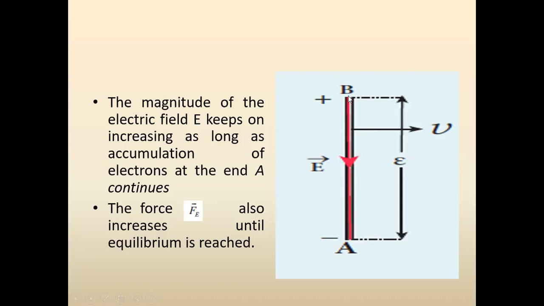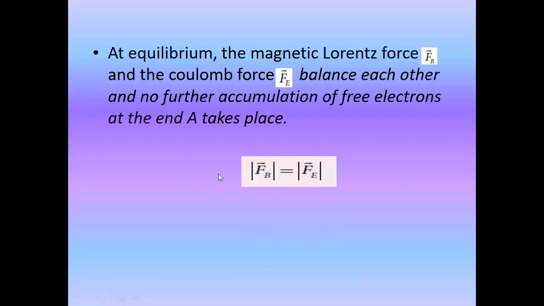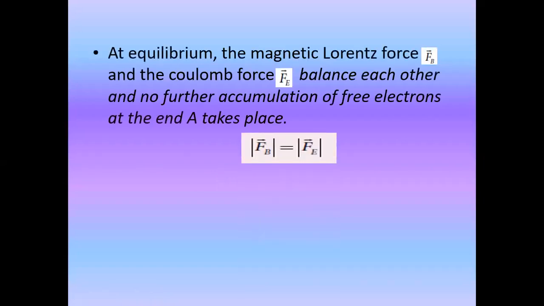As the electrons move from the B end to the A end, there will be an accumulation of electric charges at the end A. That increases the electric field until it comes to an equilibrium. Now at equilibrium, the magnetic Lorentz force and the Coulomb force balance each other. So the magnitude of the magnetic Lorentz force F_B is equal to the magnitude of the electric force. Now we can equate both.